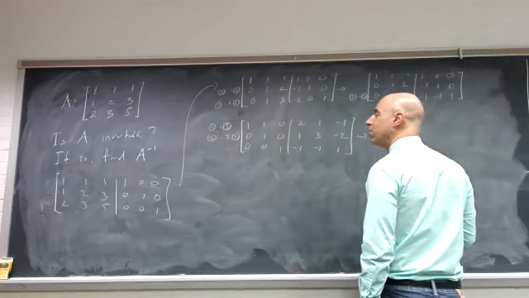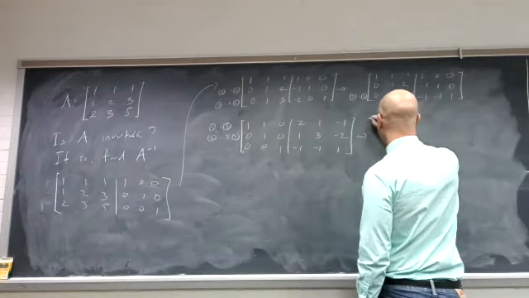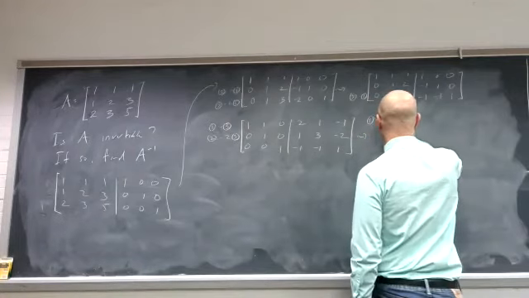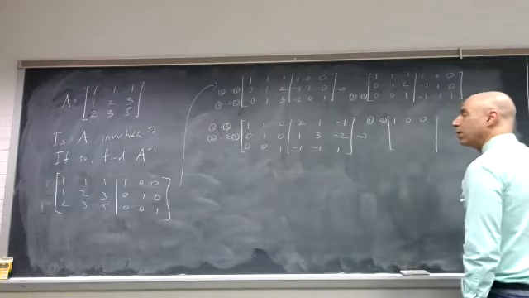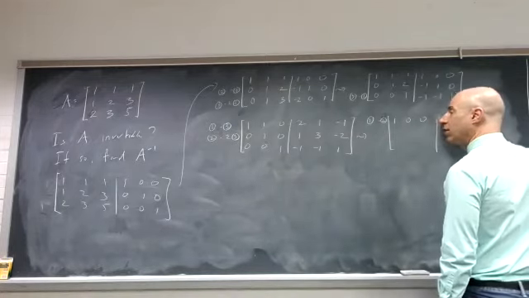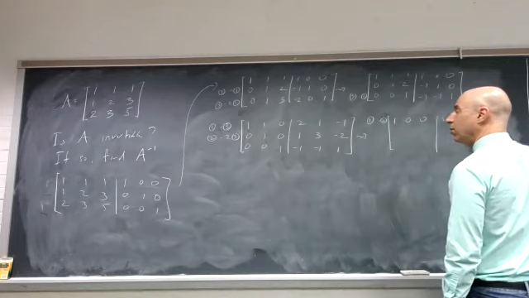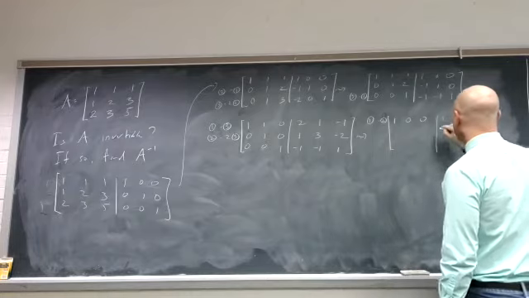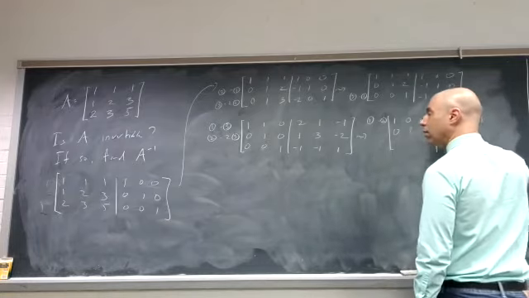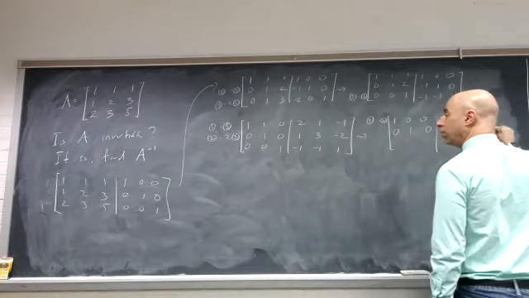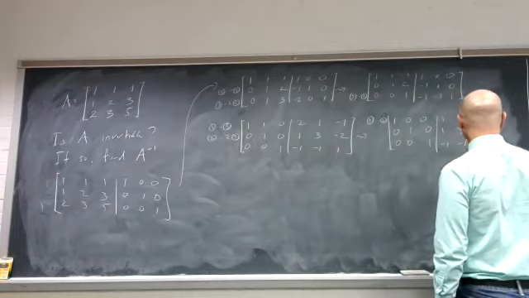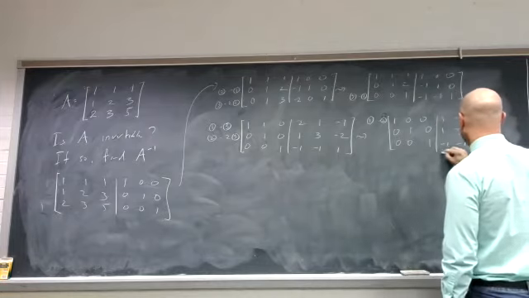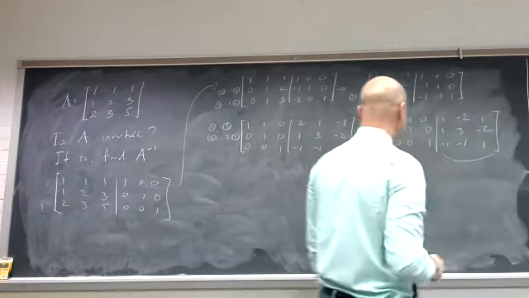Let's see. So 1, minus 2, 0, 0... 1 minus 2, 1, 1, 3 minus 2, minus 1, minus 1, 1. So here, assuming you haven't made any mistakes, is A inverse.